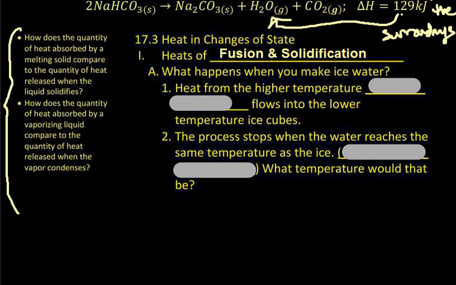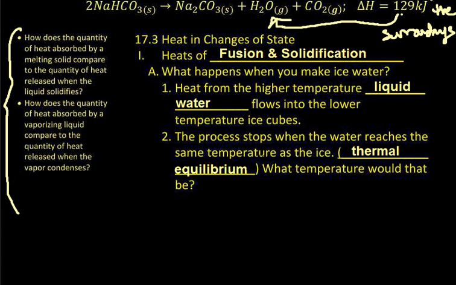So what happens when you make ice water? Well, we know from earlier that the heat from the higher temperature liquid water will flow into the lower temperature ice cubes. Part of this effect is bringing the ice cubes up to the melting temperature of 0 degrees Celsius, because they're usually colder than freezing. That's how they stay solid. And this process stops when the water reaches the same temperature as the ice. Remember, this is called thermal equilibrium.